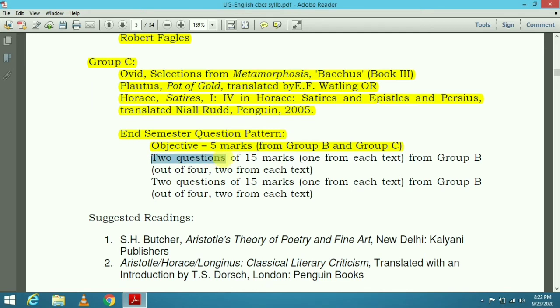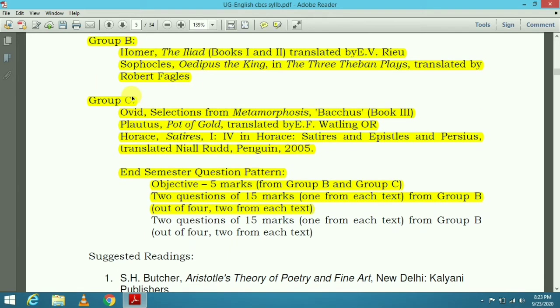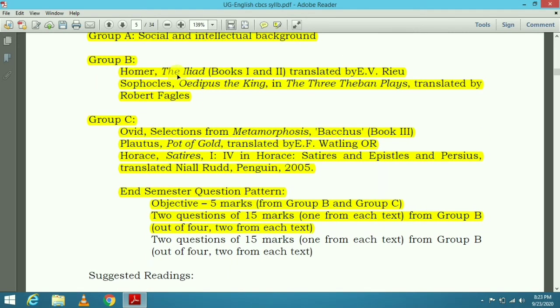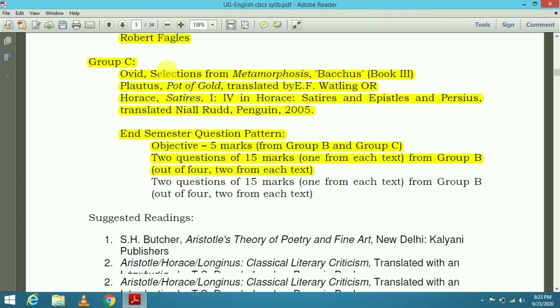Then 2 questions of 15 marks, one from each text from Group B. Out of 4, 2 from each text. What does it mean? It means in Group B, it will give you 2 questions from one text and 2 questions from the other. Out of these 2, you have to attend 1, and out of the other 2, you have to attend 1. So you have to attend 2 questions. Here you need to study both Homer and Sophocles.